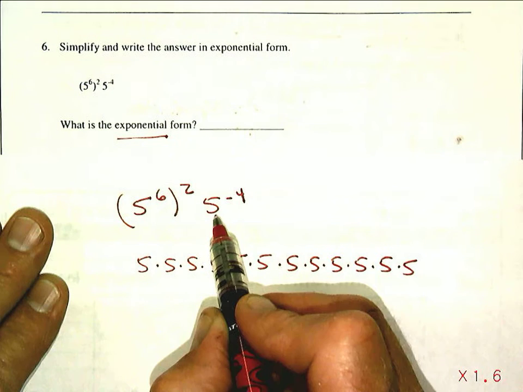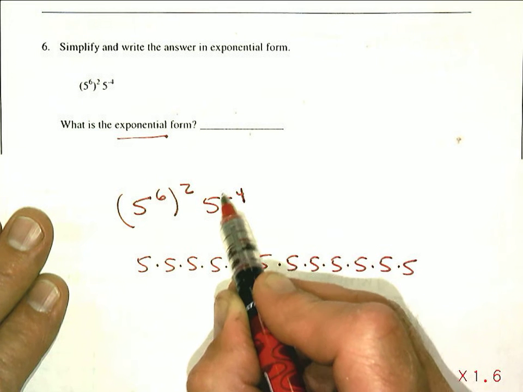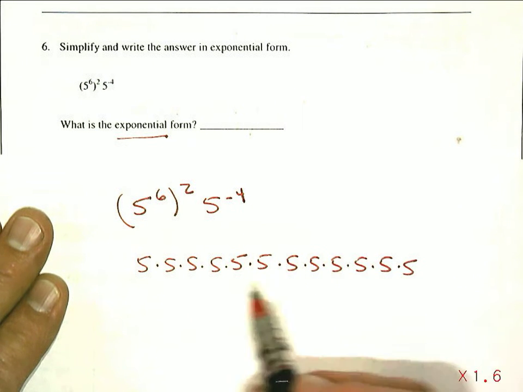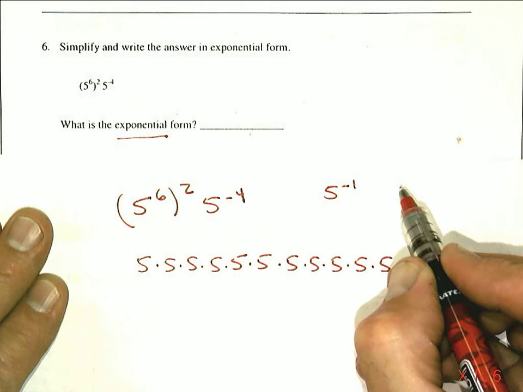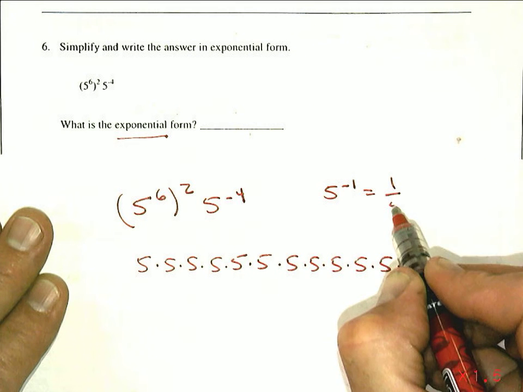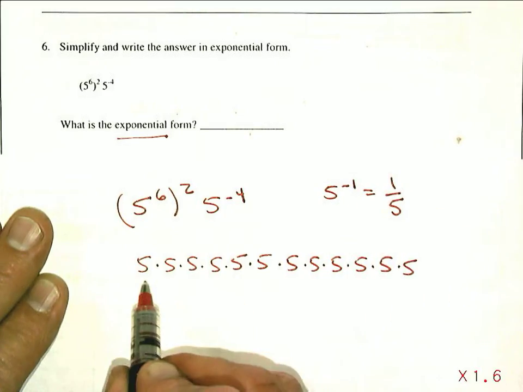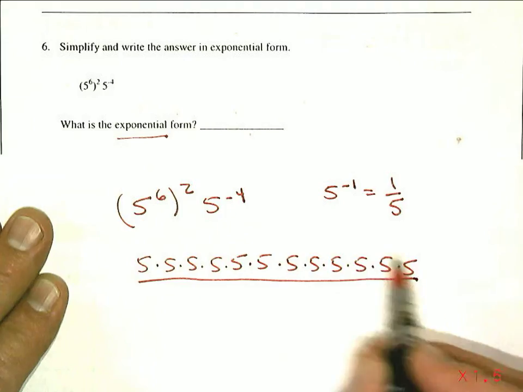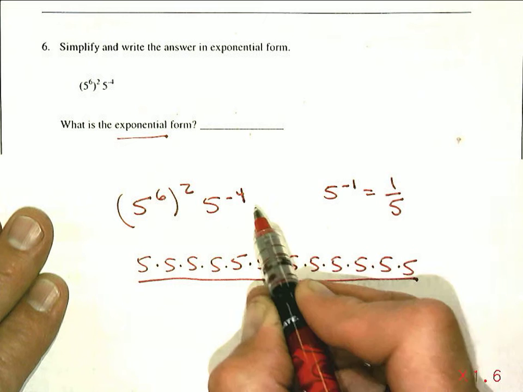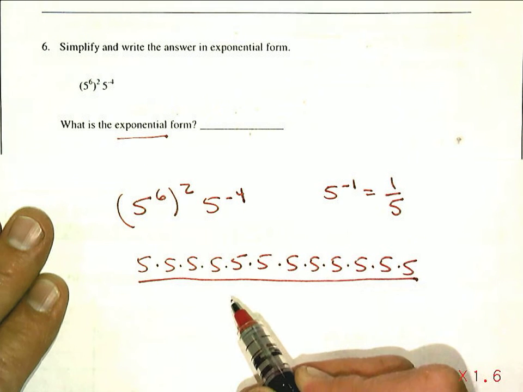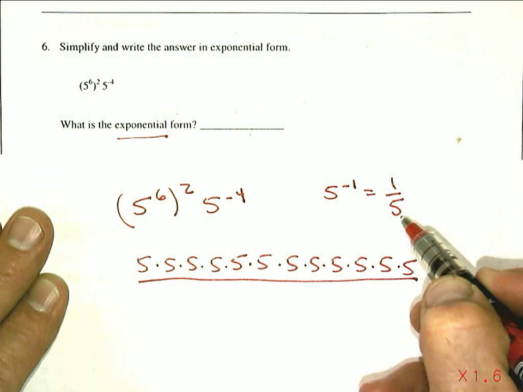But then when I multiply it times 5 to the negative 4th power, it's interesting that negative powers create fractions. If I said 5 to the negative 1st power, that's the same as saying 1 over 5. So I'm going to rewrite that 5 to the negative 4th power on the bottom of the fraction, because that's what the negative tells me. It's actually not a negative number, it's a negative exponent, and a negative exponent just means it's on the bottom of the fractional part.